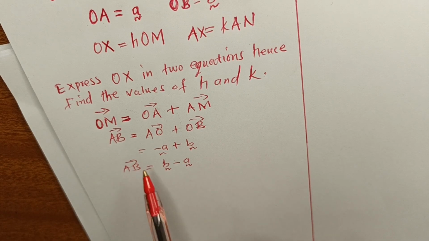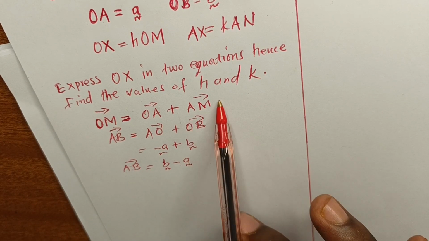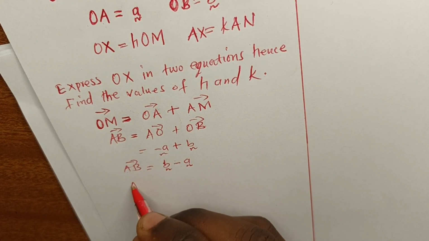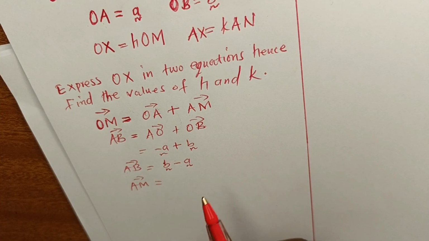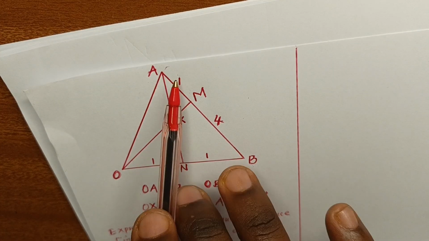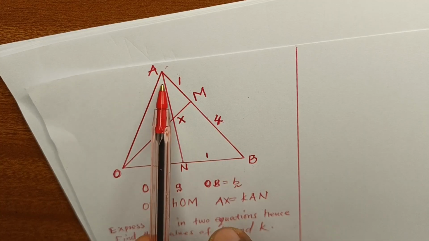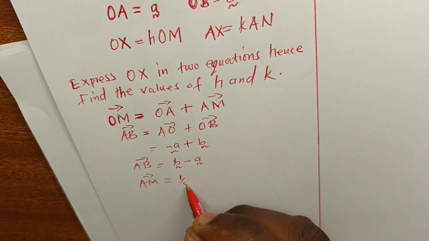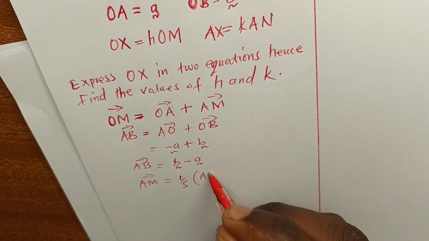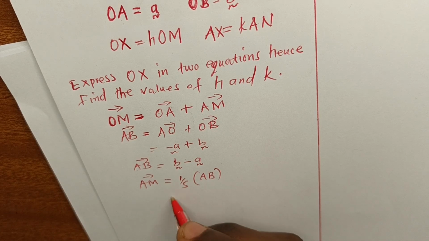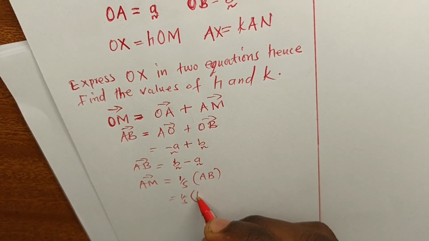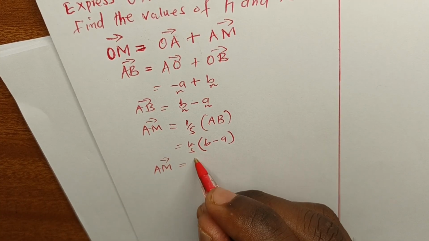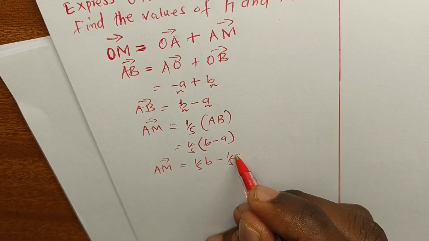Now I want to use vector AB to find the value of vector AM. According to this, you can see that the ratio is divided here, 1:4. AM will be 1 over 5 AB. Now this will give me 1 over 5 (b minus a). Now AM will be equal to 1 over 5 b minus 1 over 5 a.